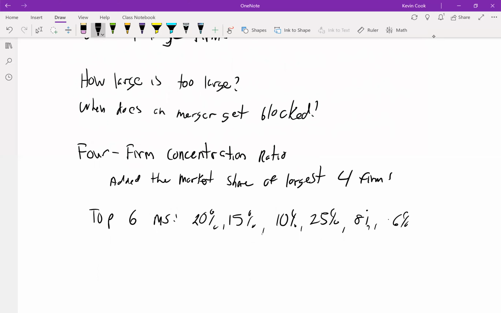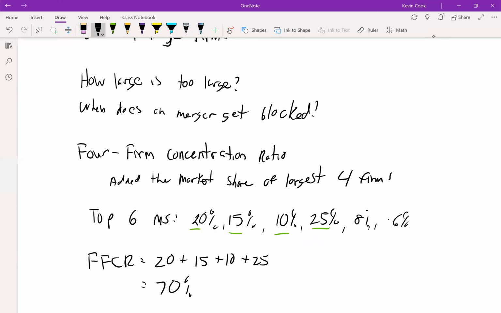To find our four firm concentration ratio, I'd want to find the biggest four. So I have 25, 20, 15, and 10. Then I add those together. So our four firm concentration ratio will be equal to 20 plus 15 plus 10 plus 25. Let's see, 25 and 15 gives me 40, 60, 70. So our four firm concentration ratio would, in this case, be 70%. And this would be considered a concentrated market, but we're not super worried about it.